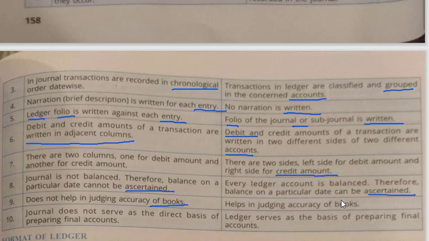Journal does not serve as the direct basis of preparing the final account. Now final account is something different. Okay, so directly from journal we cannot prepare the final account. Ledger serves as the basis for preparing the final account, but from ledger we can start the process of preparing the final account.